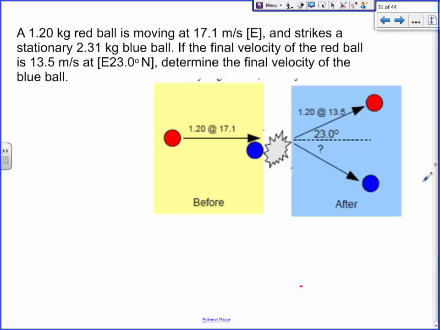Yes, we're ready? Okay, so the big twist on this one is that now we can't just go in the X direction. We have to do the X and Y directions, which means that we have to do things independently. We have to find our X momentum, find our Y momentum, and make those equal to each other. And then when we're done, we have to use Pythagoras' theorem to finish it off.